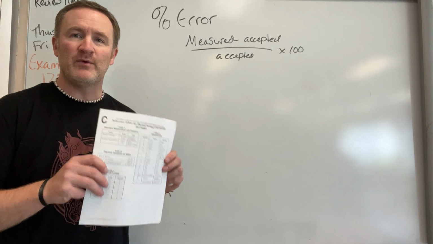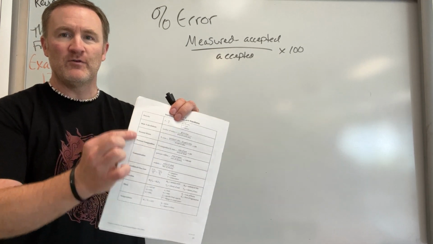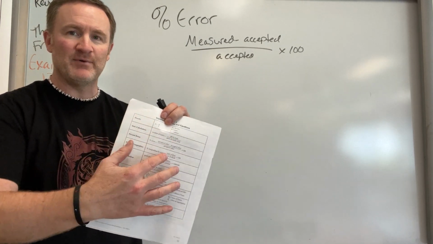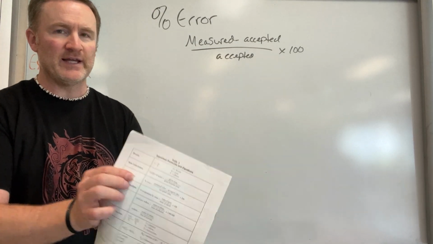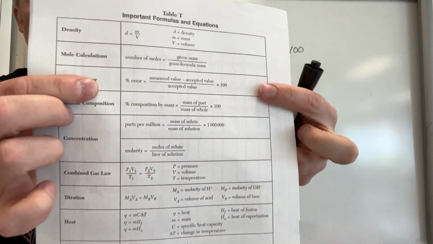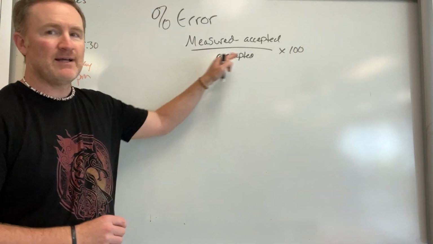Now, in New York State, we use the chemistry reference tables. The third one down on the back table, on Table T, is our formula, and we can see it there, and I'll have it up on the board. We have measured minus accepted, divided by accepted, times 100.